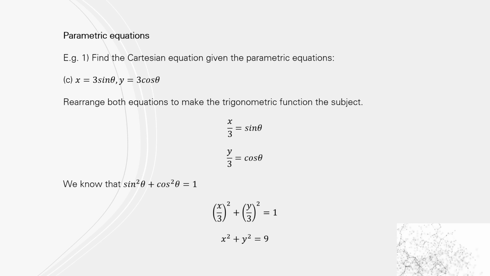So for the next one, we're going to rearrange both sides to make the trig function the subject. And so we get sine theta is equal to x on 3 and cos theta equals y on 3. And we know from our trig identities that sine squared theta plus cos squared theta equals 1. So we replace that with what sine theta and cos theta equal, and then, because 3 squared on the bottom is 9, multiply the 9 across, we get x squared plus y squared equals 9. And you'll notice we get a circle with radius 3.